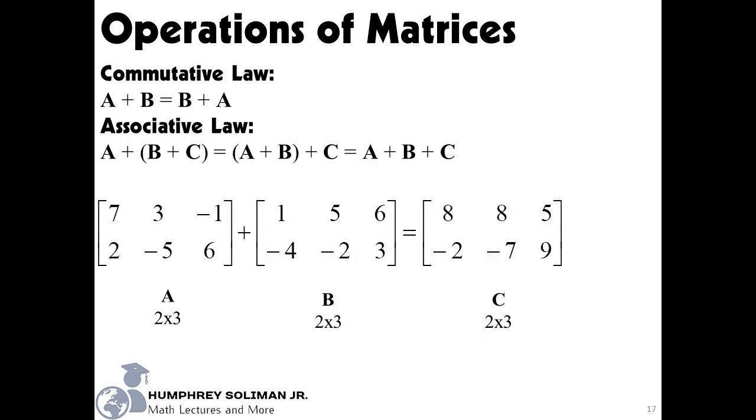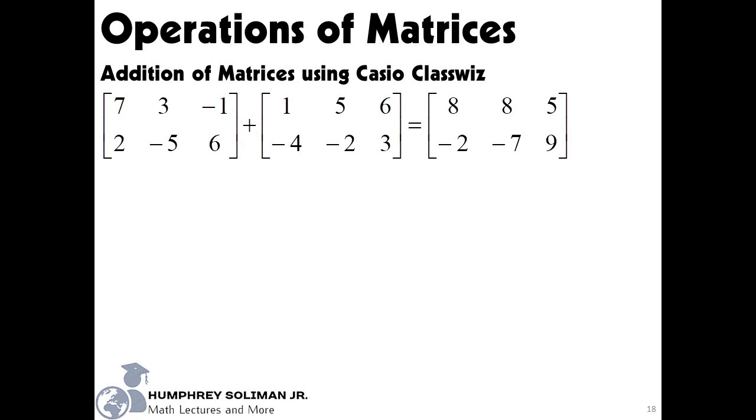Let me show you an example for addition of a matrix. We have here matrices A, B and C. The dimension for these matrices is 2 by 3. And when we add the corresponding elements in matrix A with matrix B, we will have the corresponding elements in matrix C. Using Casio ClassWiz calculator, we need to put it in matrix mode.